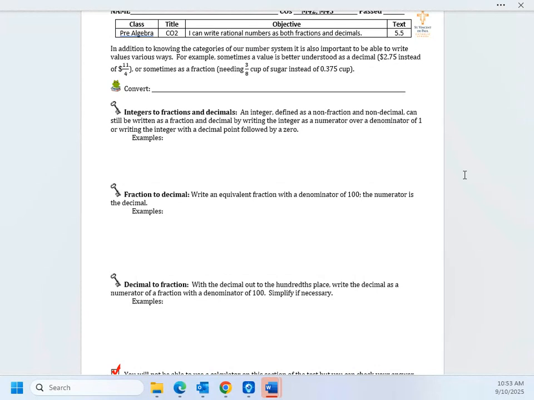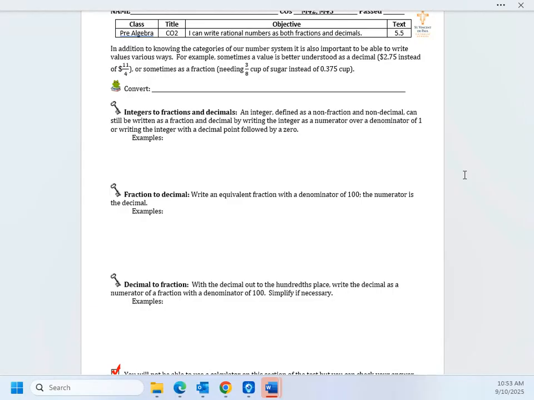For example, sometimes a value is better understood as a decimal, like when we're working with money and we want to know the cents. So we might have $2.75 instead of 11/4. How much do I owe you? 11/4. Oh goodness, don't make me do math when I'm buying something. Just show me the decimals so I know how many dollars and how many cents. It makes a lot more sense to do decimals.